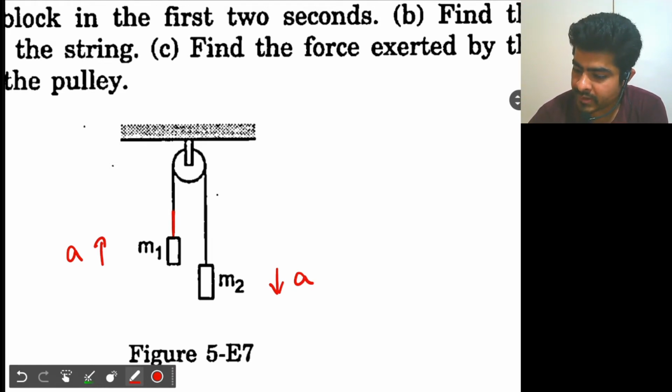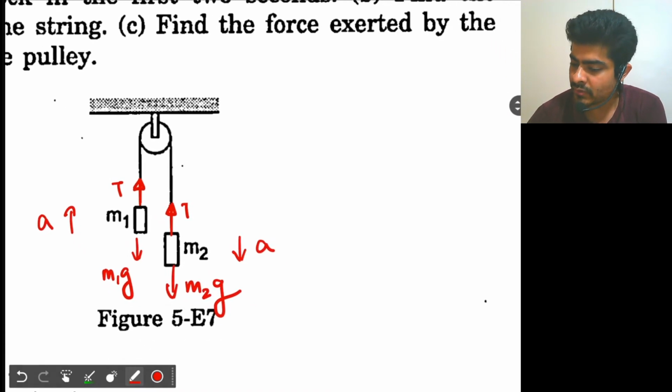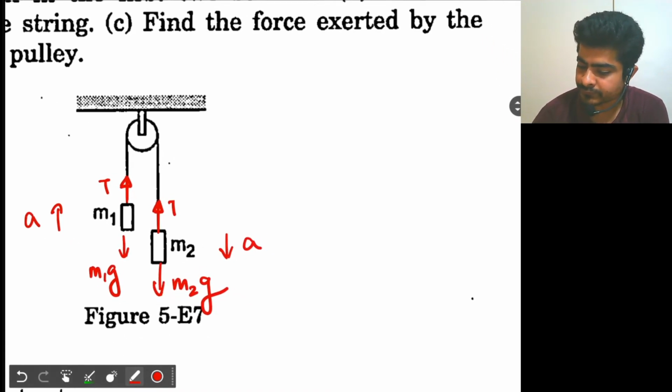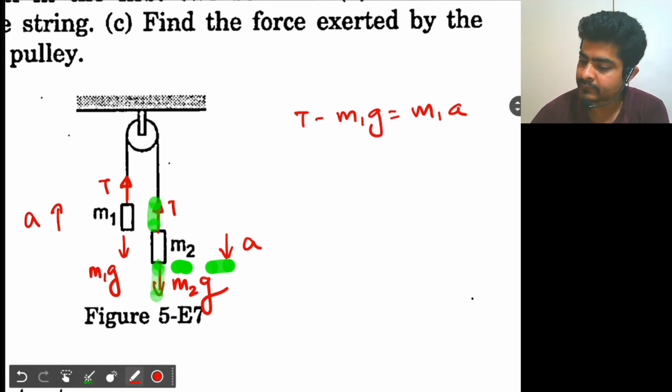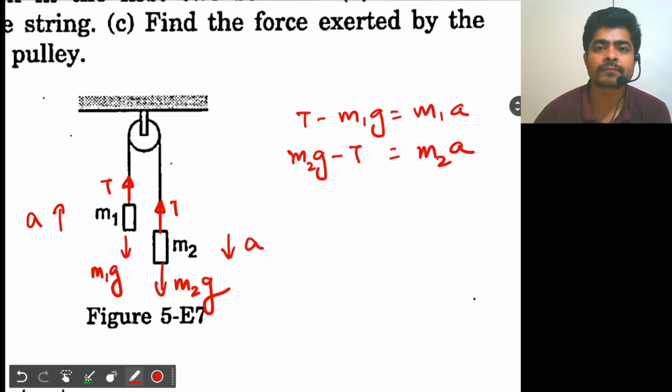On M1 we have tension T acting upwards. On M2 also we have tension T acting upwards. Here we have M1G downwards. Here we have M2G downwards. Correct? So if you write the equations for the two, for M1, T minus M1G is equal to M1A. For M2, M2G minus T is equal to M2A. Correct?